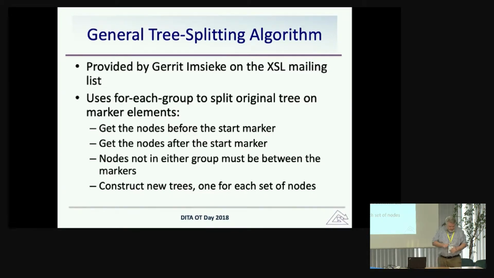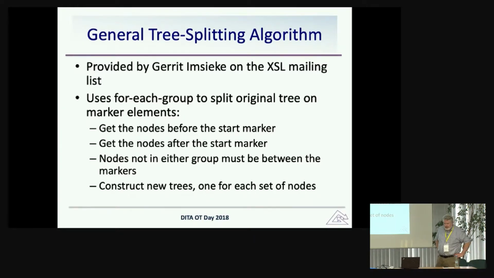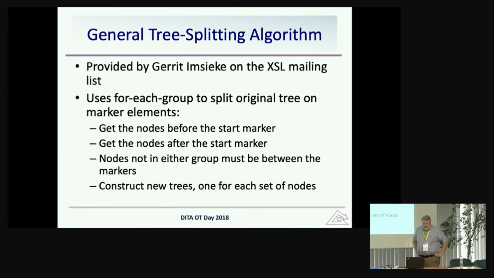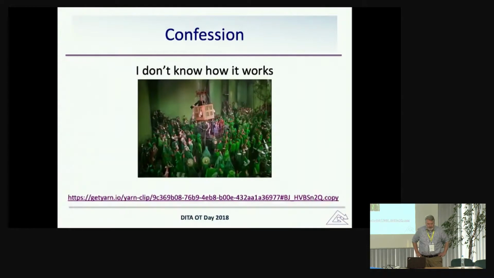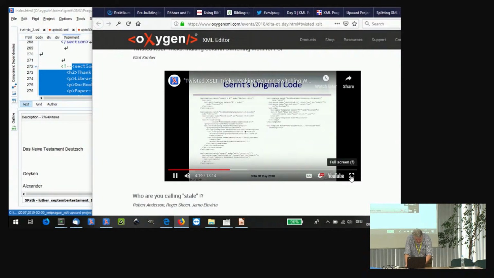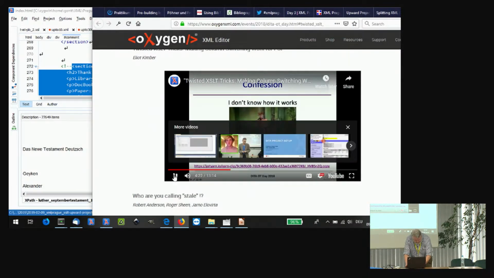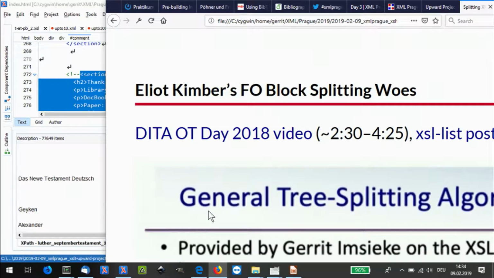I'm like, cool. And the basic approach is that he uses a for-each group to split the original tree at the marker element boundaries. And so basically, you get the nodes before the start marker, you get the nodes after the start marker. Anything that isn't in those two groups must be between the markers, and then you construct new trees, one for each set of nodes. And then let's see this here as well. So I have to confess that I don't actually know how it works. This is from... Yeah, okay. So I'm here to help.